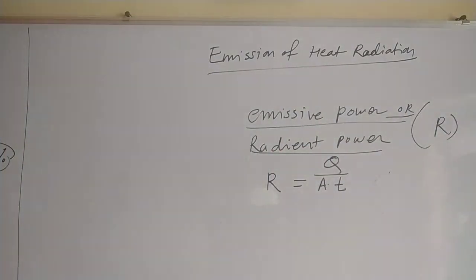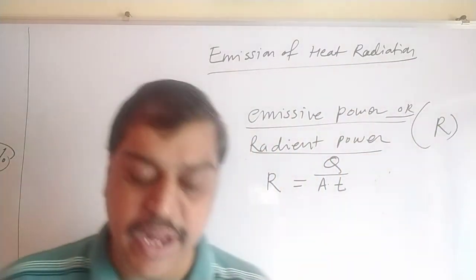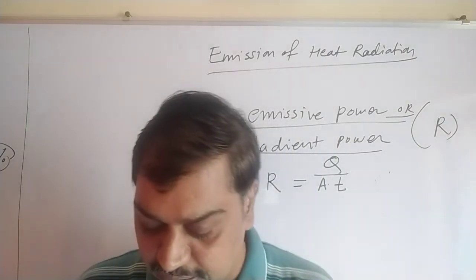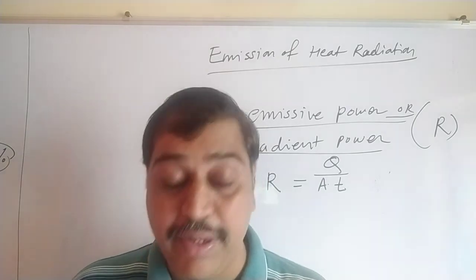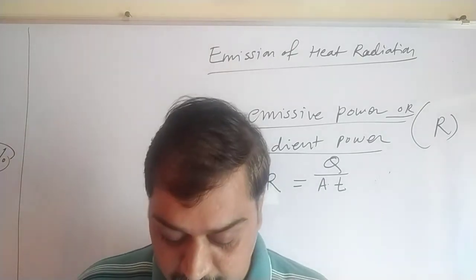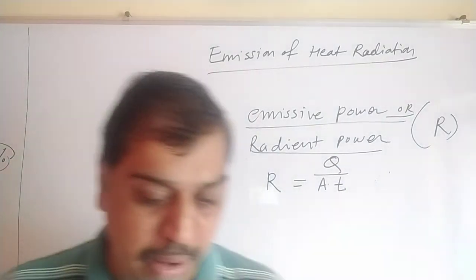So what exactly is emissive power? The amount of radiant energy incident per unit area per unit time is always constant, and that is said to be the radiant power or emissive power of the body. The unit is watt per meter square, or joule per meter square per second, and the dimensions are L0 M1 T minus 3. So these are nothing but the emissive power of the body.